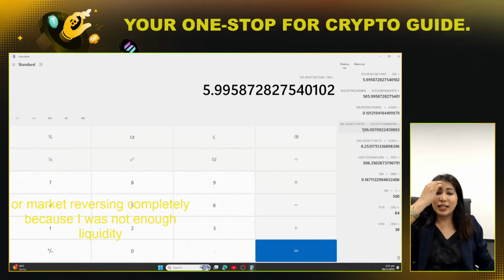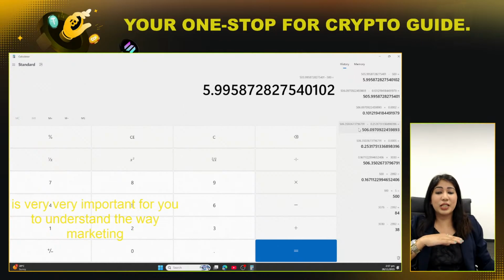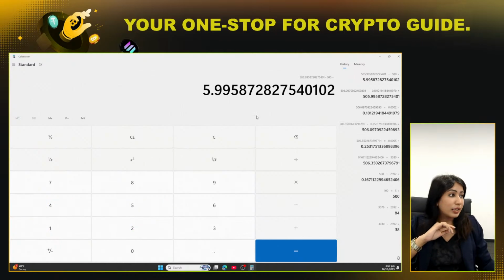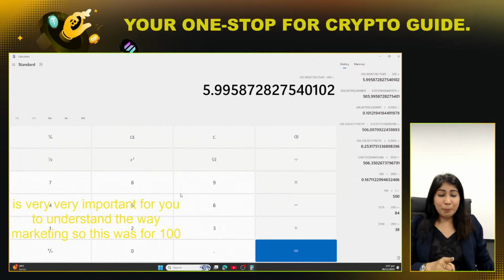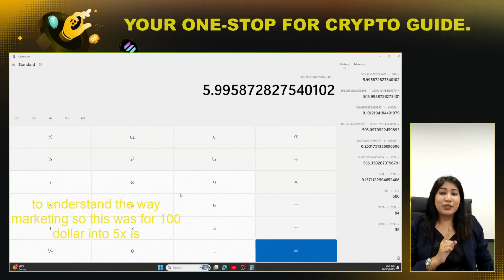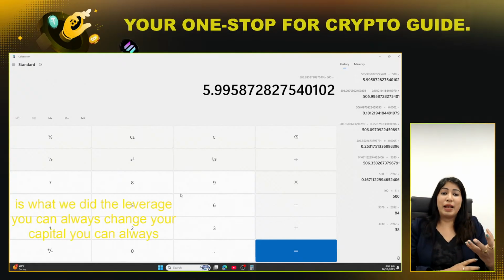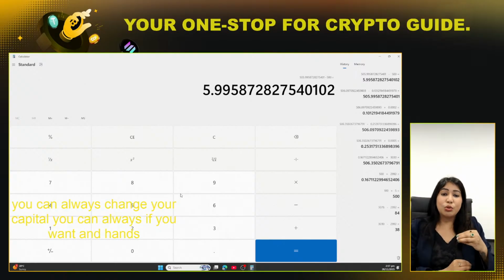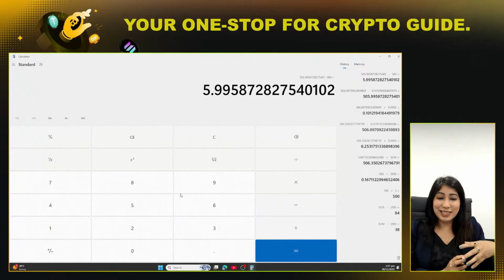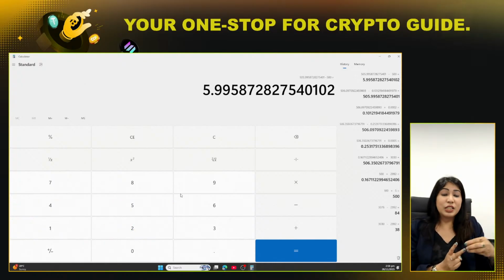It really does matter, and it is very important for you to understand the way the market is moving, the pace at which it is moving. That's how you will size your positions accordingly. So this was for $100 margin, and $100 into 5x is what we did. The leverage that we took was 5x. You can always change your capital. If you want, you can change it to $10, or take even less than that. That is also possible. You want to enhance it, instead of 100 you want to take 1,000. That is also okay.